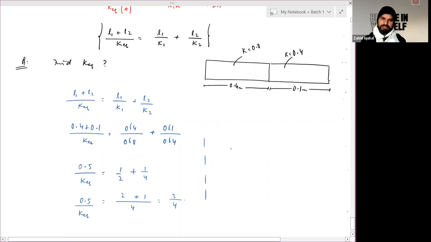So on cross multiplication, 0.5 into 4 equals 3 times K equivalent, or simply K equivalent equals 0.5 into 4, that will be 2 divided by 3, or simply 0.67 watt per meter per Kelvin.